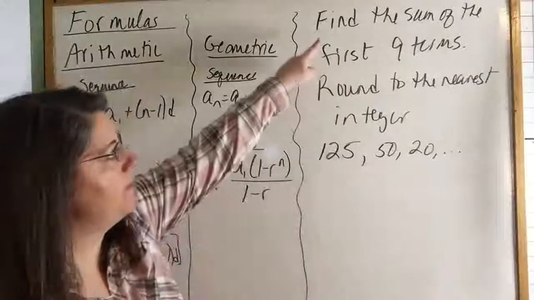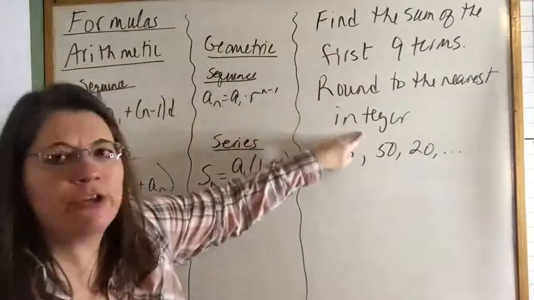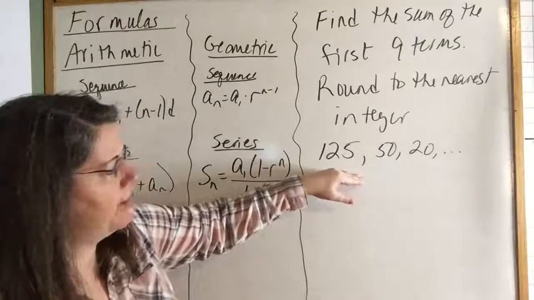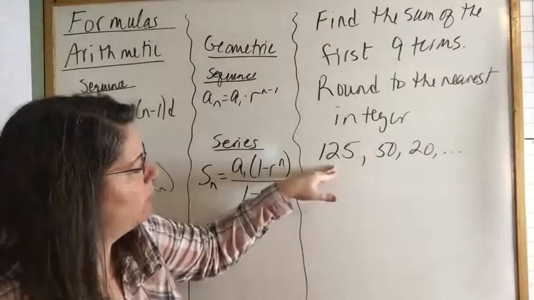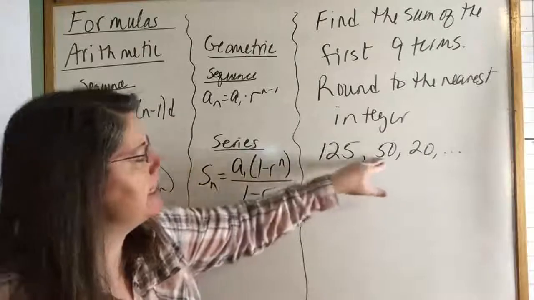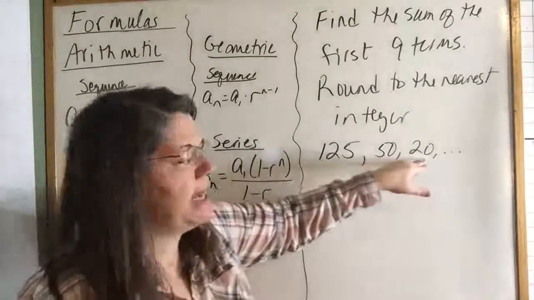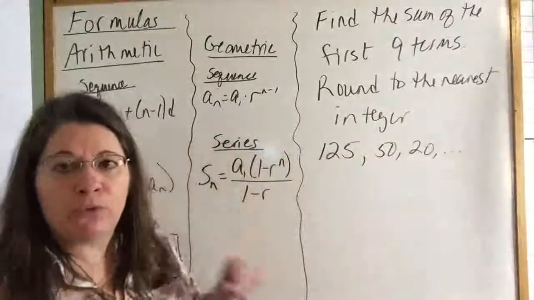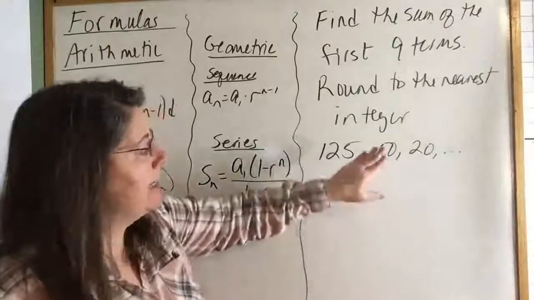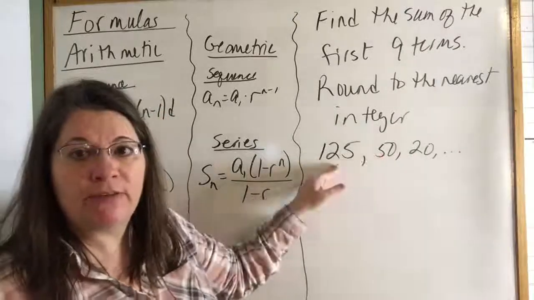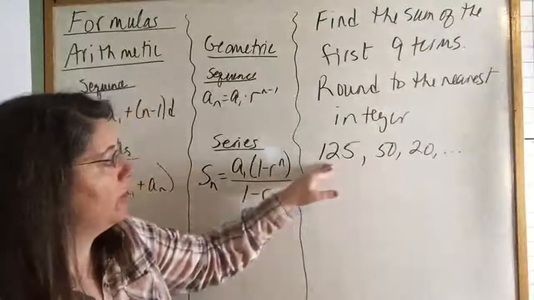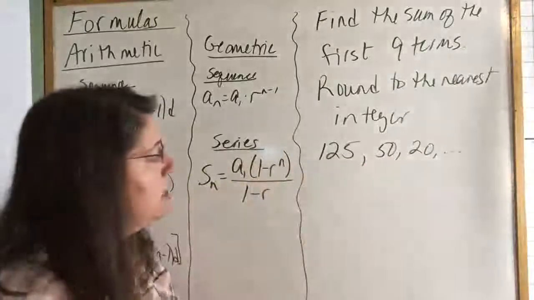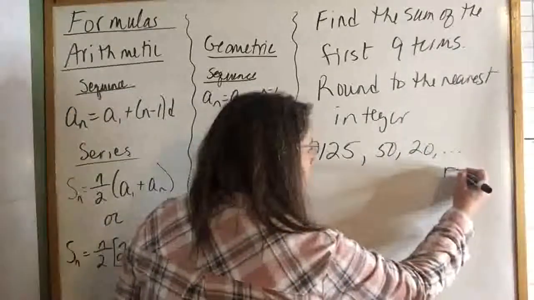In the next example, they say find the sum of the first 9 terms and round the answer to the nearest integer. For this one, we need to determine if it's arithmetic or geometric. If I try for arithmetic, from 125 to 50, I'm subtracting 75. If I subtract 75 from 50, I get negative 25, so it's not arithmetic. Remember, to find your R value, if we know that it's geometric, we would divide an existing term by the previous term. So 50 over 125, or we could use 20 over 50. I think that's an easier choice. 20 over 50 will give me an R value of 2/5.